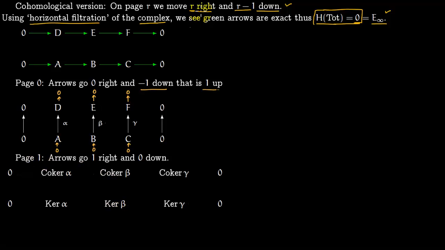On page 1, you will move 1 right and 0 down. So page 1, you have 1 right and 0 down, just using this formula right here. So you just go 1 right, so all the arrows are going like this. All the arrows are going like this on page 1.